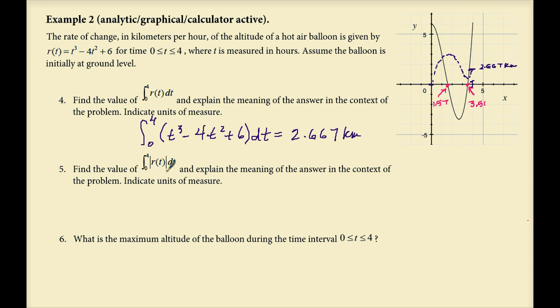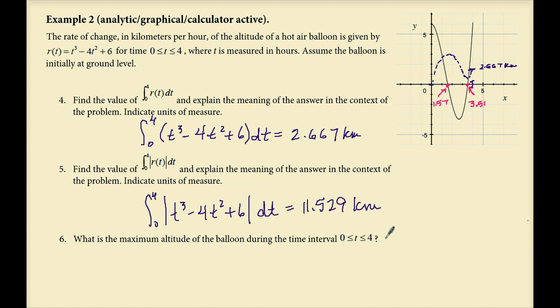Find the value of the integral of the absolute value of r of t dt from 0 to 4 and explain the meaning of the answer in the context of the problem. Indicate units of measure. This integral will give us total vertical distance traveled by the balloon, whether it was traveling up or down. It will add all of that vertical distance together. On our calculators, we'll find that the integral of the absolute value of our rate function, t cubed minus 4t squared plus 6 dt, is 11.529 kilometers.